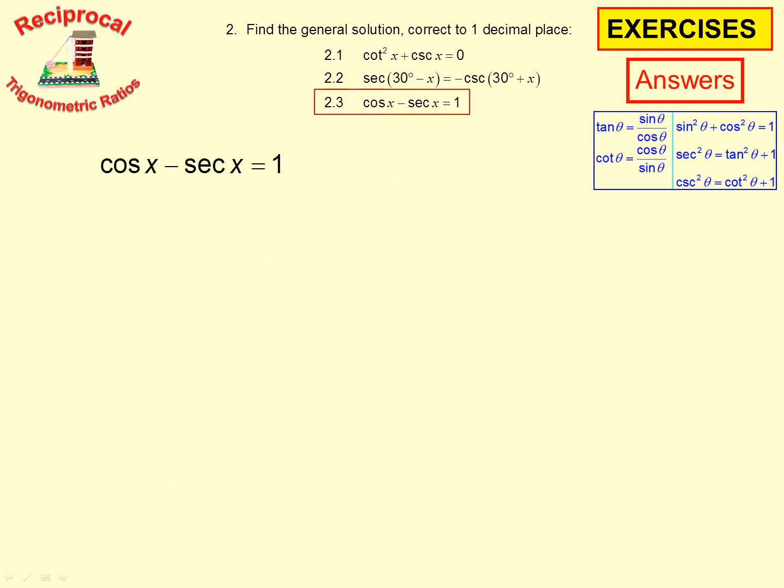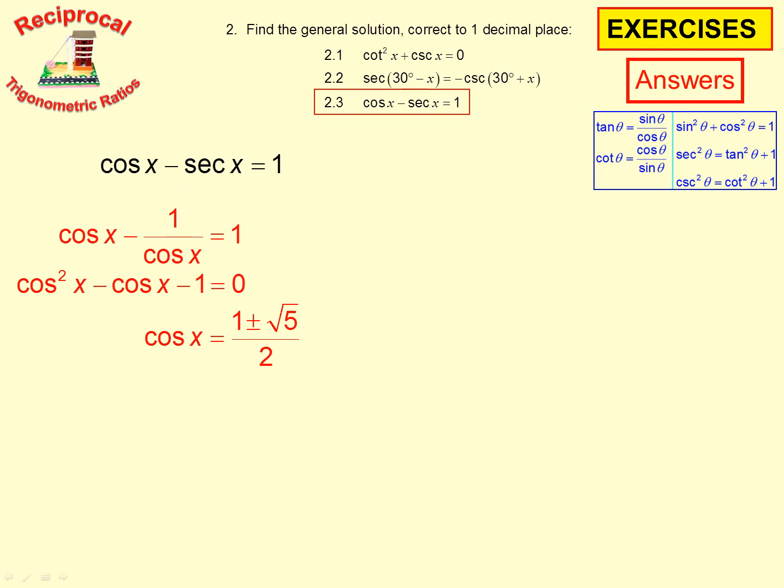Cos minus sec equals 1. Pretty straightforward. I'm going to convert that to cos. Multiply through by cos. Keep in mind now that x can't be 0, but we're not going to end up with that. Quadratic equation to solve, we're going to use the quadratic formula again. And we're going to reject that answer because cos goes between negative 1 and 1. The range cannot be above 1.